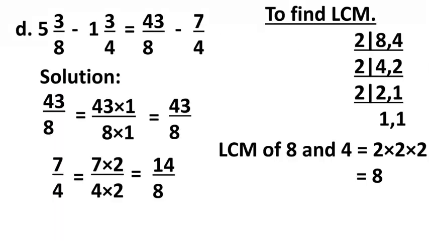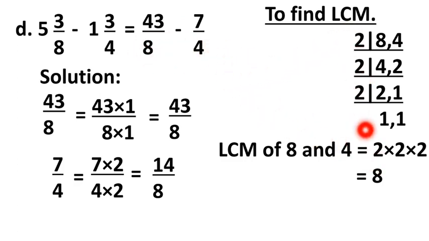We are getting the answer as an improper fraction, which means you want to convert the improper fraction into a mixed fraction. Next, 5 3 by 8 minus 1 3 by 4 is equal to 43 by 8 minus 7 by 4. The given fractions are unlike fractions, so you want to convert them into like fractions. So use the denominator values to find the LCM.